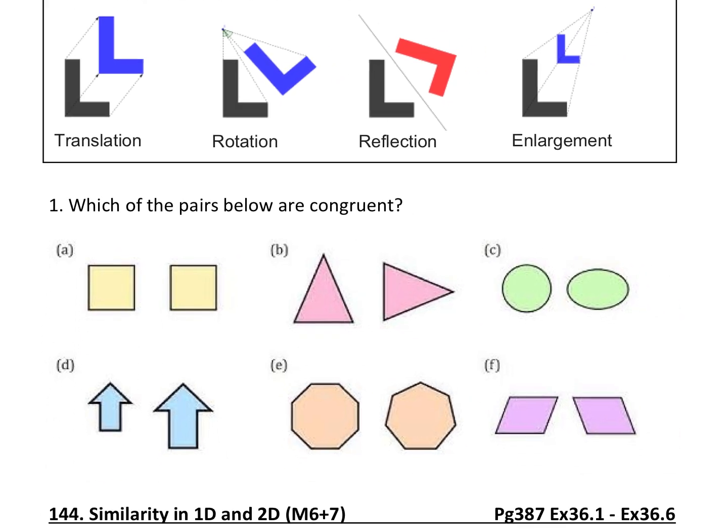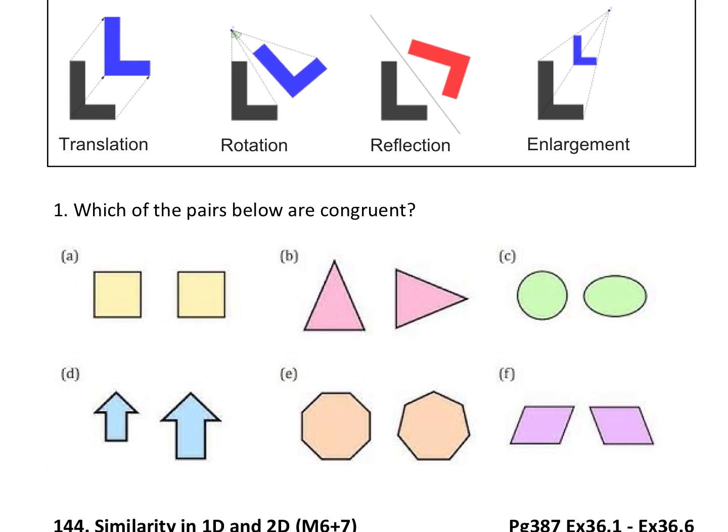So which of the pairs below are congruent? Well, they are both squares and they both have the same length, so they are congruent. In part B, we have two triangles, two isosceles triangles. We've got a base which is the same length, and then these two sides here are the same length as well, so they are congruent. It's just been rotated around.